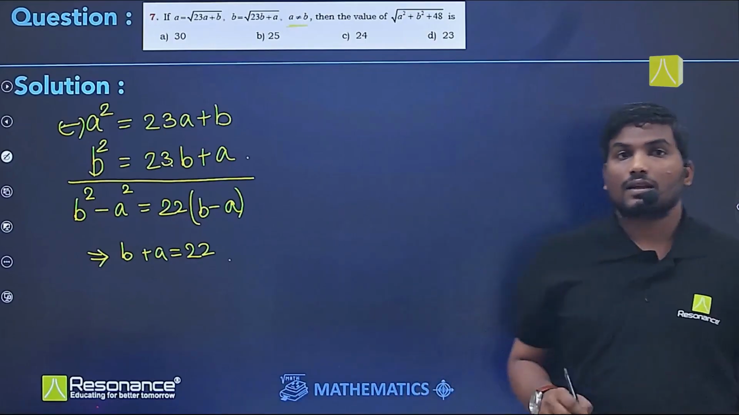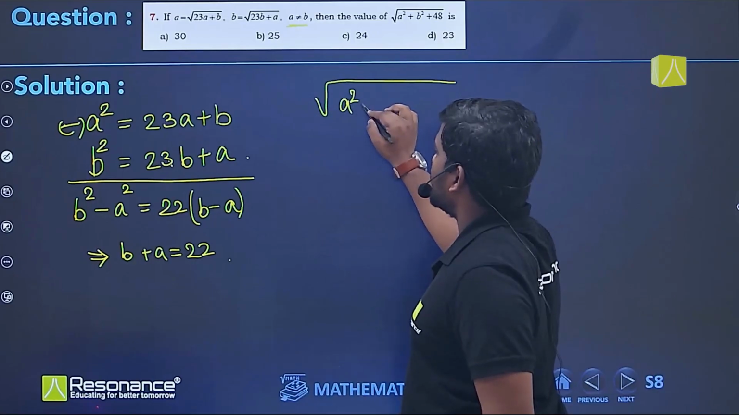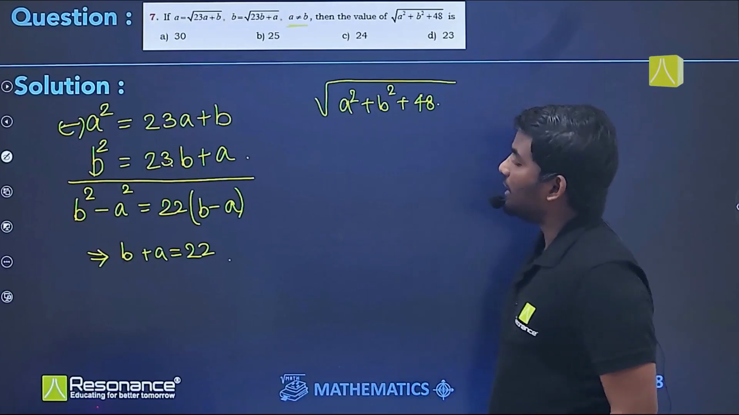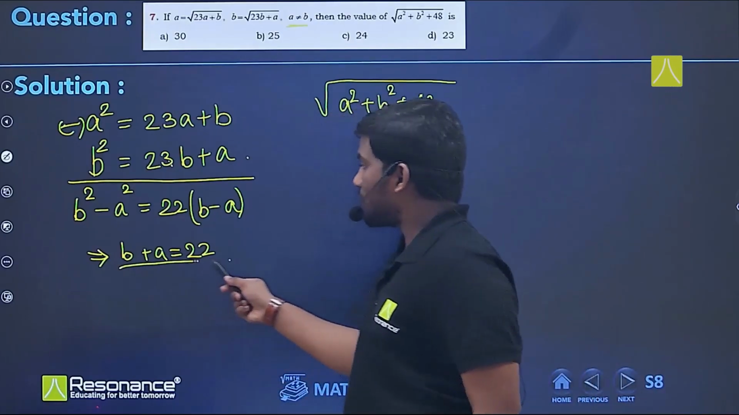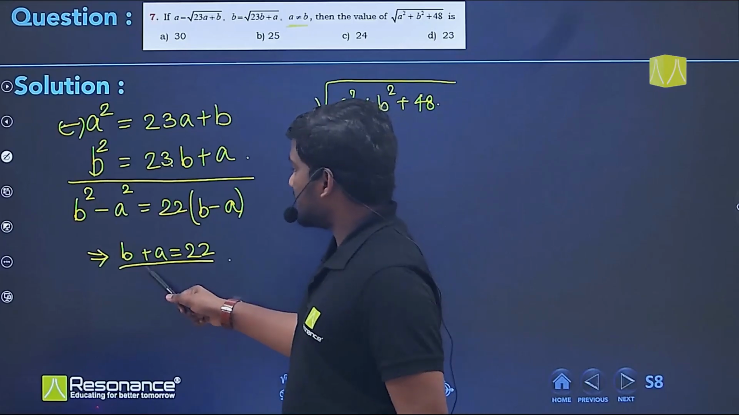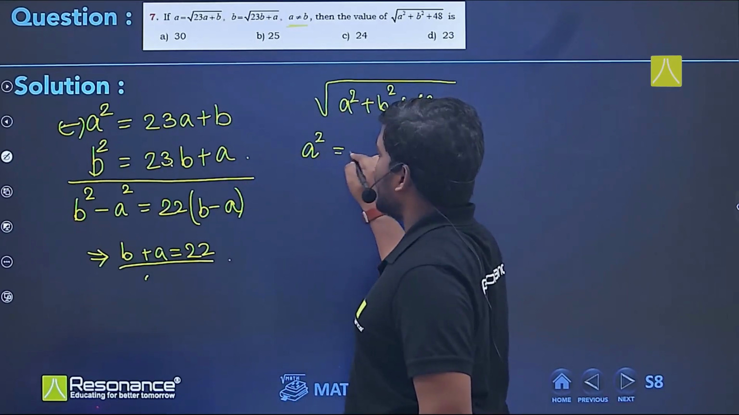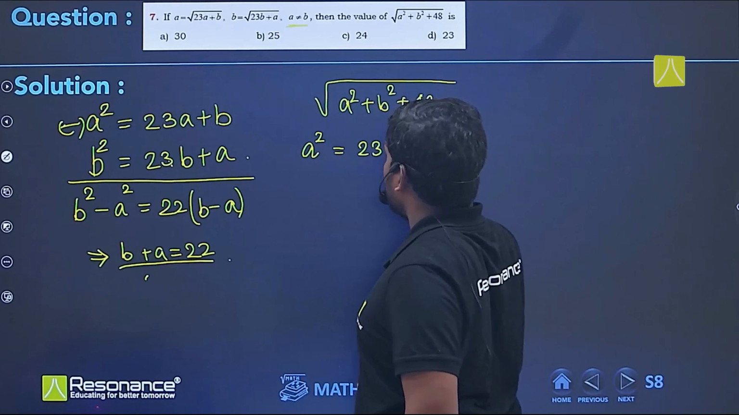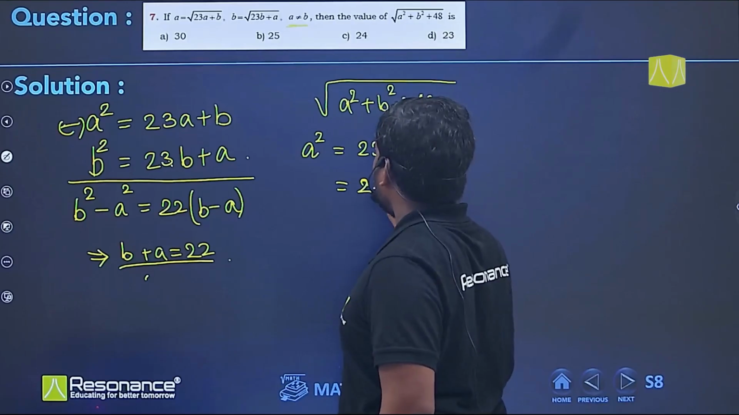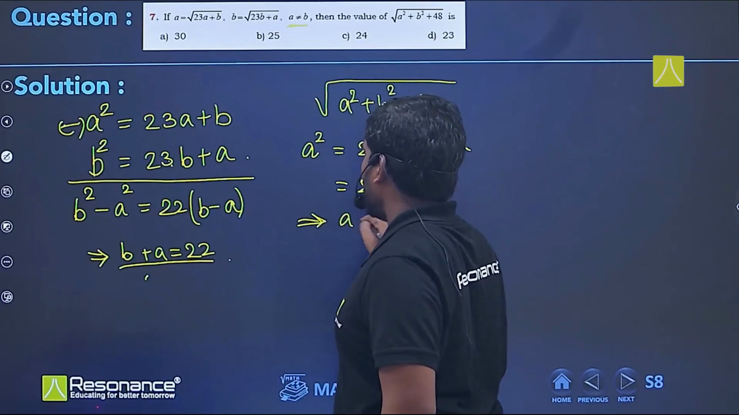Now we're also required to find the value of root over a square plus b square plus 48. Now how do we obtain this? Since we have b plus a equal to 22, we are going to substitute it here and say a square equal to 23a plus 22 minus a. So that is 22a plus 22, which gives us a square minus 22a minus 22 equal to 0.